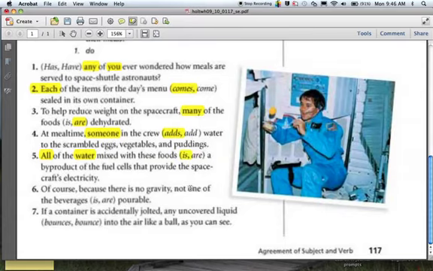6, beverages, plural, are. And finally, 7, liquid bounces.